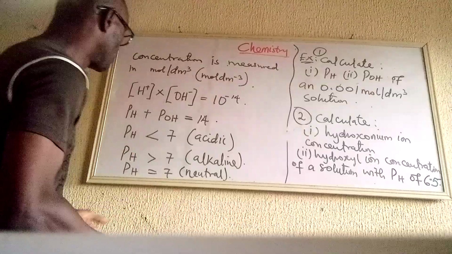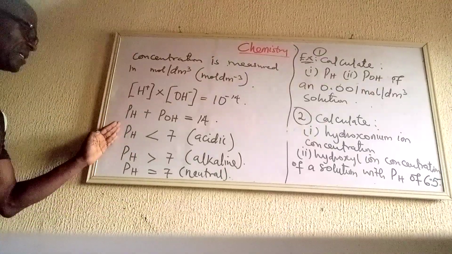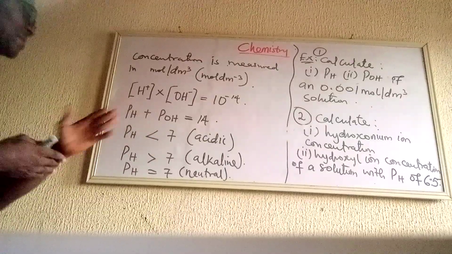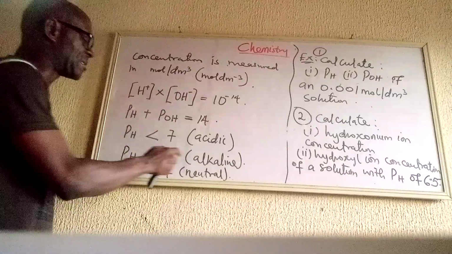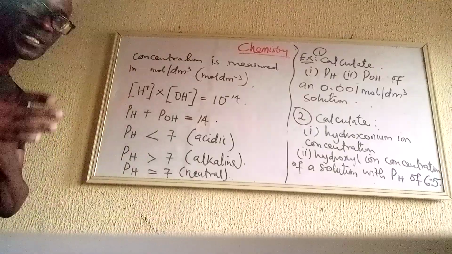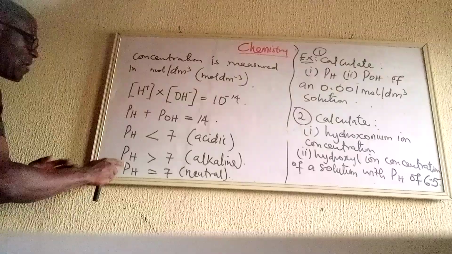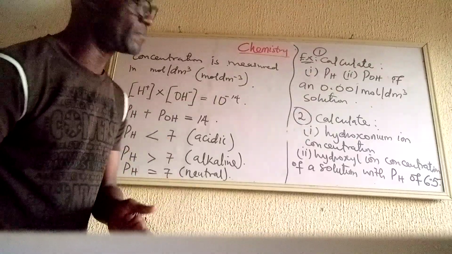same solution. Now, when the value of pH obtained is less than 7, we say that the solution is acidic. But when it is greater than 7, we say that the solution is alkaline. That means it's a basic solution or base solution. While pH, when equals to 7, is said to be neutral.